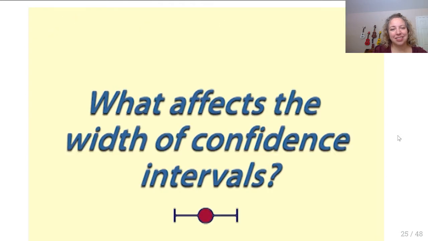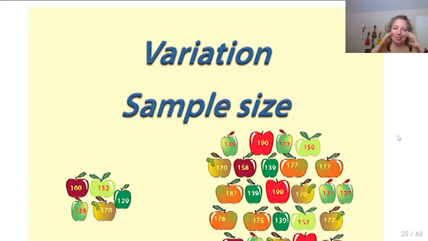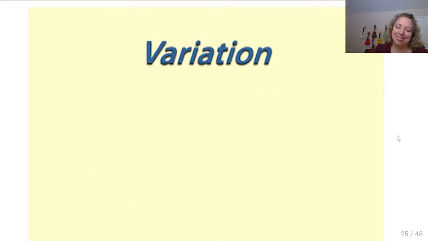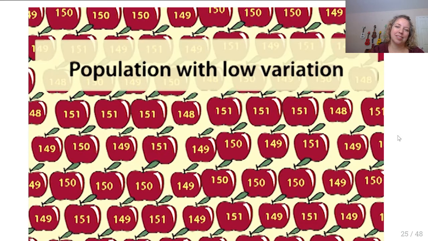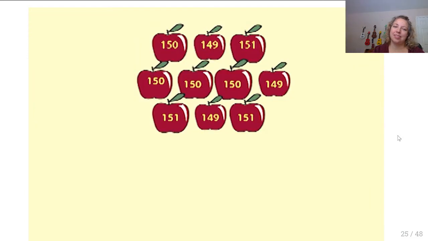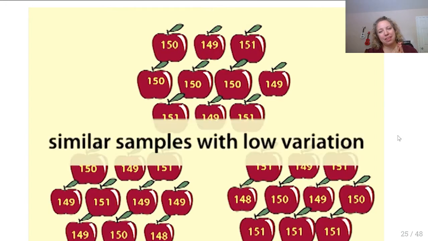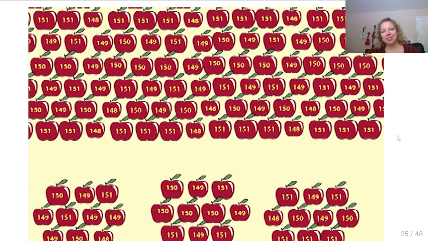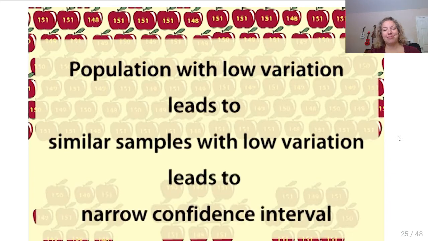What affects the width of confidence intervals? The width of a confidence interval depends on two things: the variation within the population of interest and the size of the sample. Variation in the population. If all the values in the population were almost the same, then our sample will also have little variation. Any sample we take is likely to be pretty similar to any other sample. Our estimate is going to be pretty close to the true population value. We would have a small confidence interval.